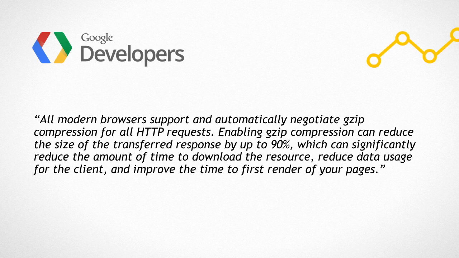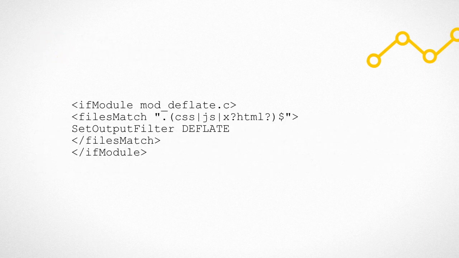How to fix this problem? Well, like browser caching, file compression can be implemented by adding a few lines of code in your htaccess file. This will ensure that all styling sheets, JavaScript files, and HTML pages are archived before being shipped by the server.